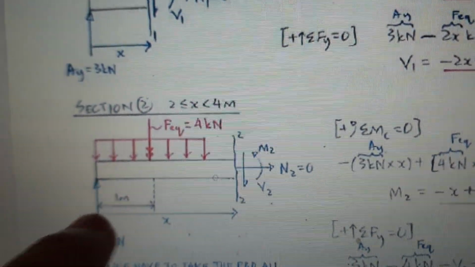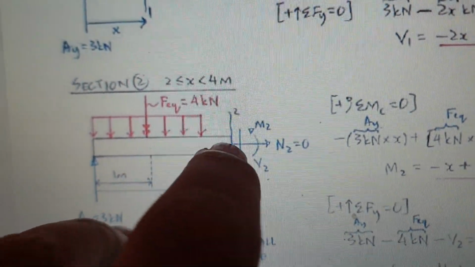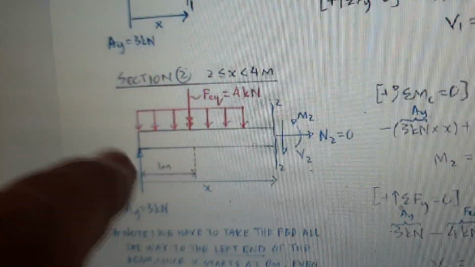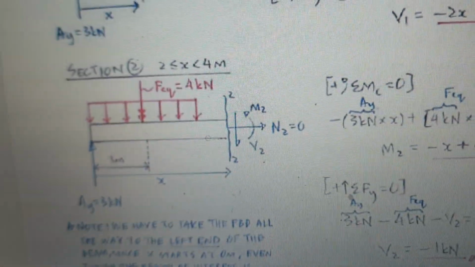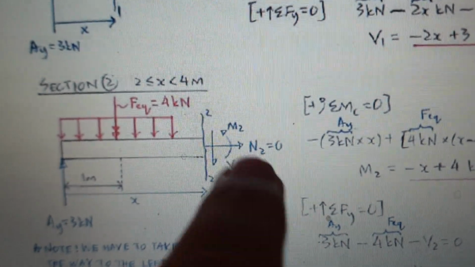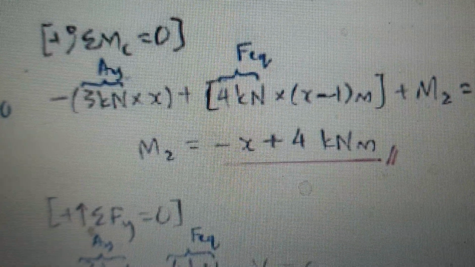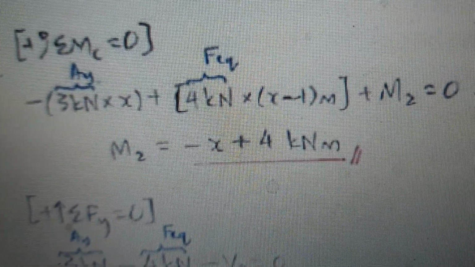So this is 1 in the center, and this is the X. Of course, you're going to have the same section. Shear V2, N2 is equal to 0. There is no reaction in the X-axis, and moment 2. So we have V2, M2, and N2. N2 is 0. We'll do the same thing, summation moment at C equal to 0, and then you could find out that M2 is equal to minus X plus 4.